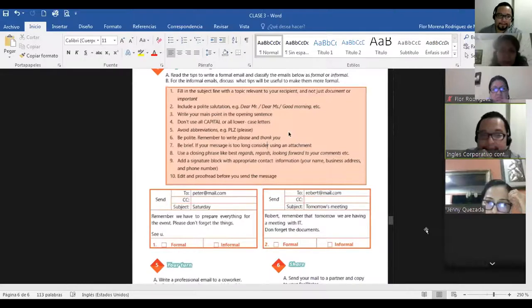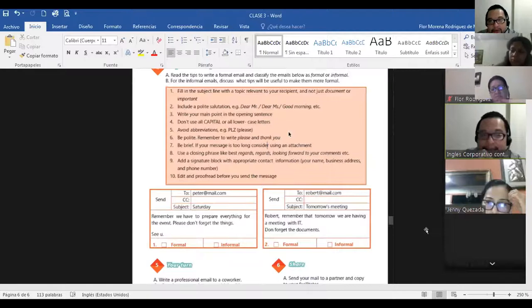Okay. Entonces, también el segundo tip es incluir el saludo, pero polite, amable. En vez de decirle solo Flor Rodríguez, no es apropiado. Puede ser estimada Flor Rodríguez o podría decir señora Rodríguez. Podemos utilizar los títulos también, pero acuérdense, tenemos que tener cuidado. Por ejemplo, ahí dice Dear Mister, que es uno, y Dear Miss, que es otro.